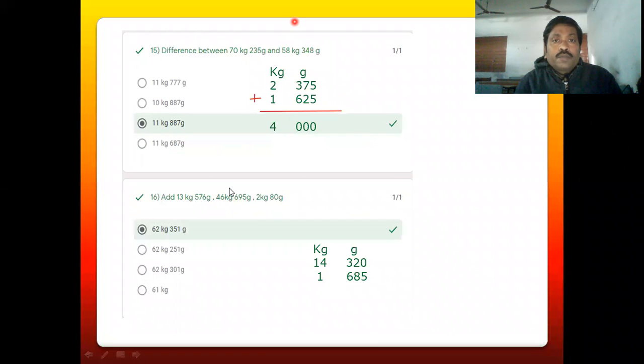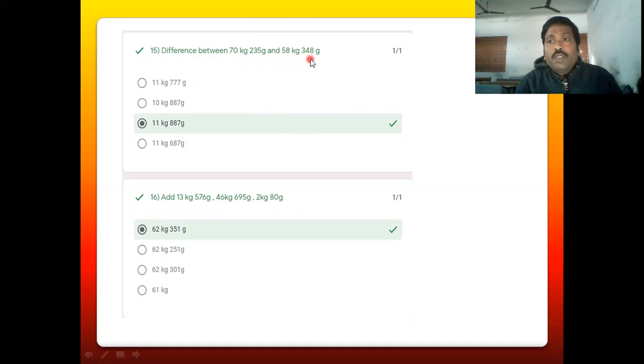Question number 15. Difference between 70 kg 235 gram and 58 kg 348 gram. Difference means subtraction, subtract the smaller number from the greater number. Then when we subtract 58 kg 348 gram from 70 kg 235 gram, we get 11 kg 887 gram. You know very well how we can add and how we can subtract this type of question.